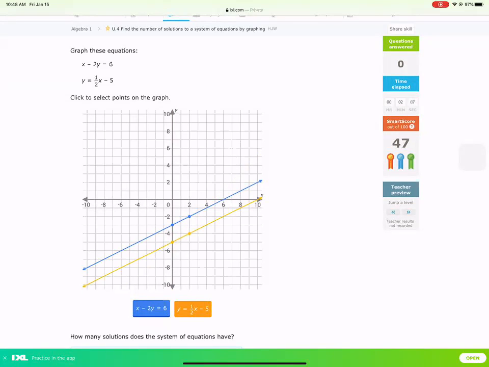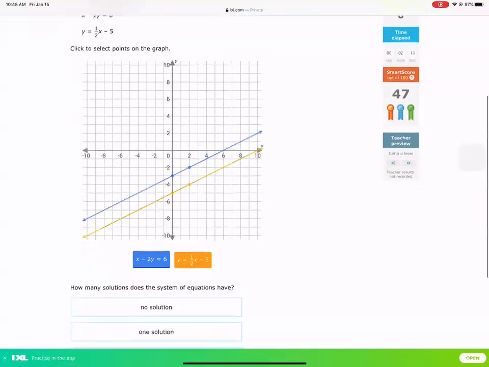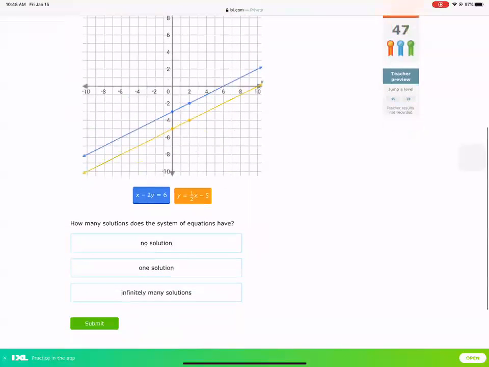What do these lines look like? They look like they're parallel, don't they? And as we mentioned before, the slope was positive 1/2. These are parallel lines. Parallel lines means these have no solutions here.